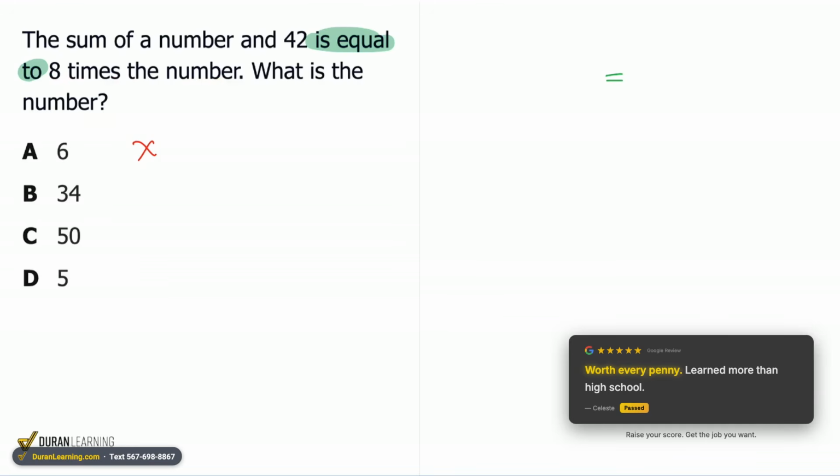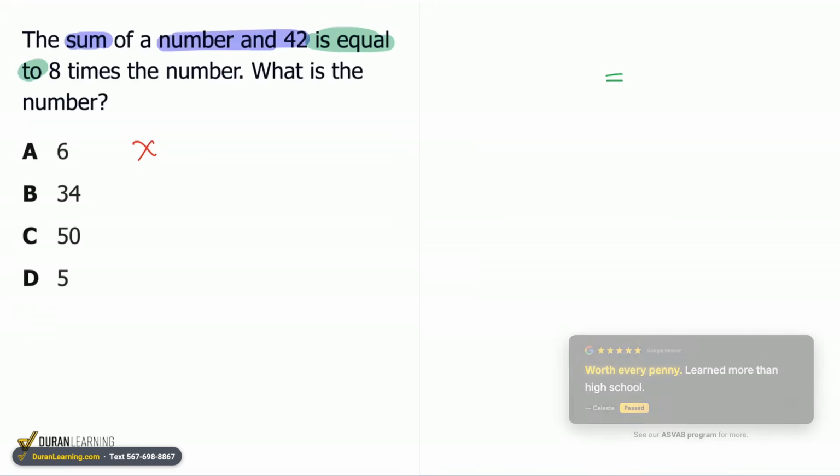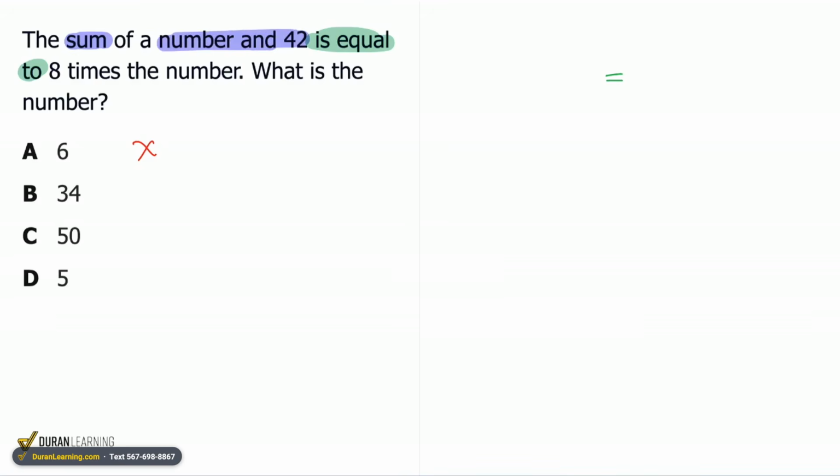So I'll use 2 different highlighters here. The highlighter on the left side will be blue, and it describes the sum of a number and 42. Everybody, you tell me. If the letter I'm using for the number is x, sum means that we'll add x and 42. Let me know if that makes sense to you so far. The sum of a number and 42 means x plus 42.